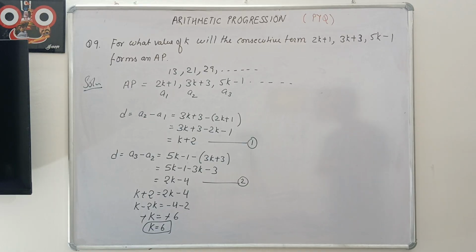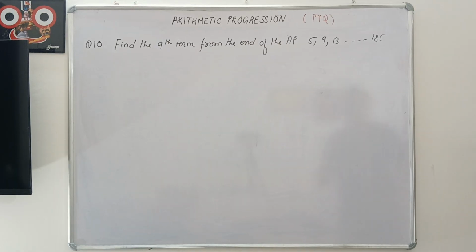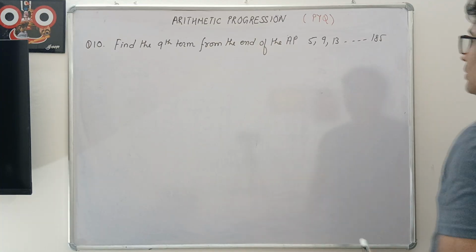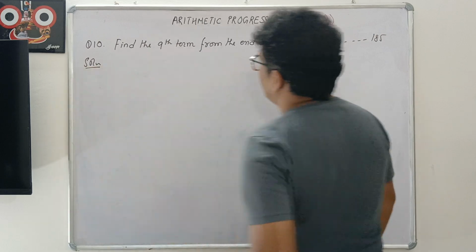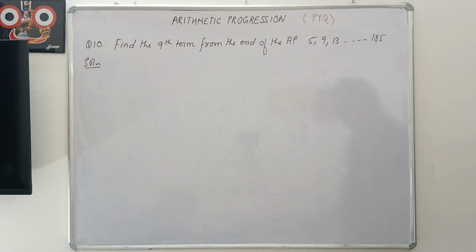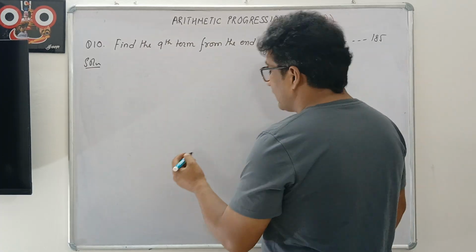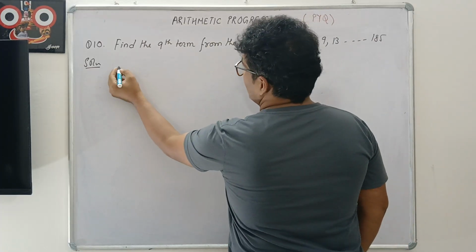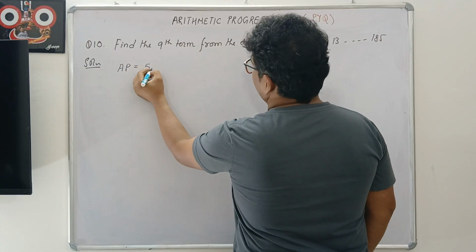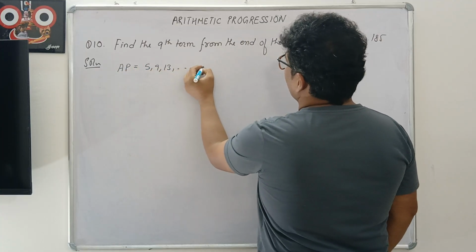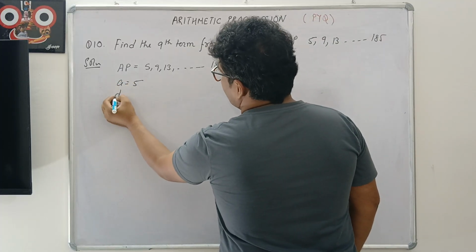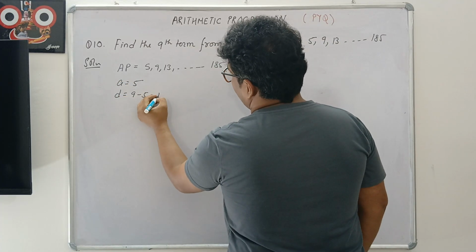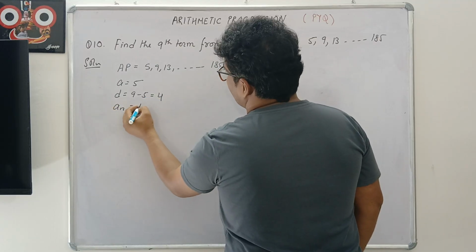Correct. Now let's move to the 10th question. Now coming to the 10th question, that is the last question of this lecture 2. So we have to find the 9th term from the end, not from the starting. Correct. So for that we have to understand how many terms n are there. So the AP is given to you, that is 5, 9, 13 and so on, up to 185. Correct. So A is given 5 and D is 9 minus 5, that is 4. An is also given, that is the last term 185.